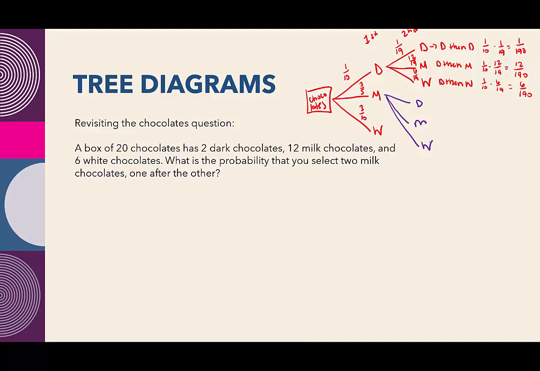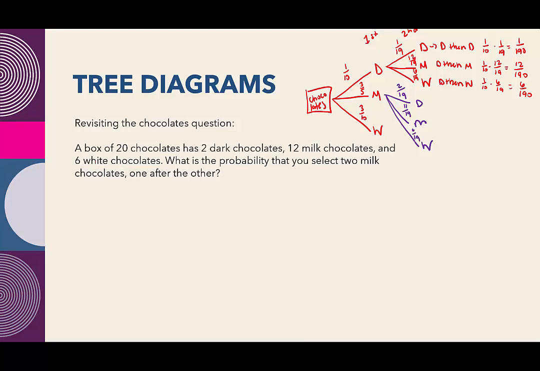This time we selected milk first. So in the purple, we still have 2 dark chocolates. We only have 11 milk chocolates left, and we still have 6 white chocolates. There are now 19, just like the top second branches. There are still 19 in this scenario because there was just 1 selected. So dark chocolate, we still have 2 in the box, and there's 2 out of 19 that we're going to get the dark chocolate. With the milk chocolate, there are 11 left, and that would be 11 out of 19. White chocolate, there are still all 6 there, would be 6 out of 19.